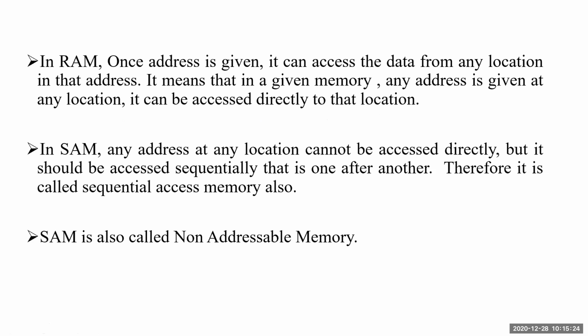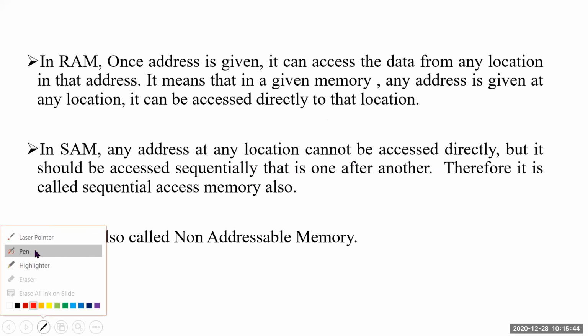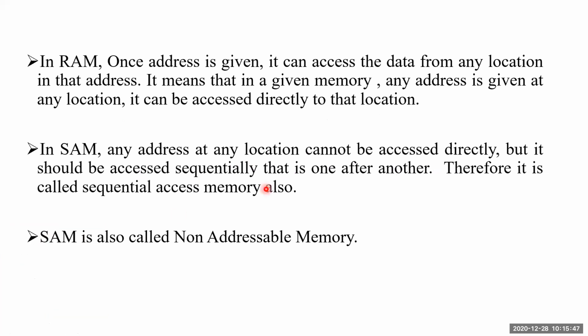But when it comes to the SAM, what happens? Any address at any location cannot be accessed directly. We are supposed to go one after the other. It means it has to be done serially. It cannot be accessed directly, but it can be accessed sequentially, one after another. So it is called a sequential manner or serial manner of accessing data in this particular SAM. That is what is meant by SAM.